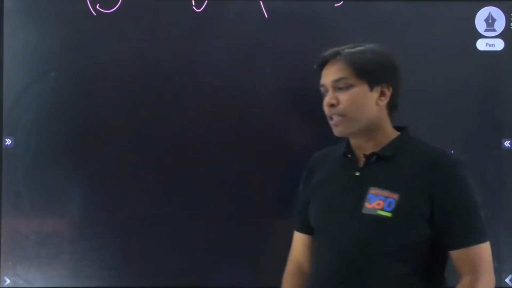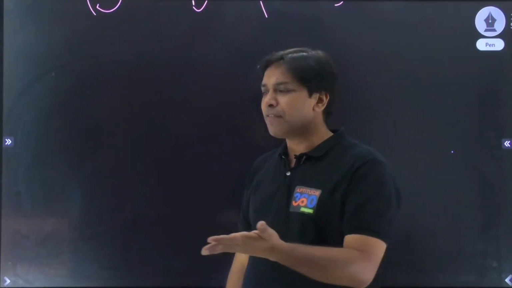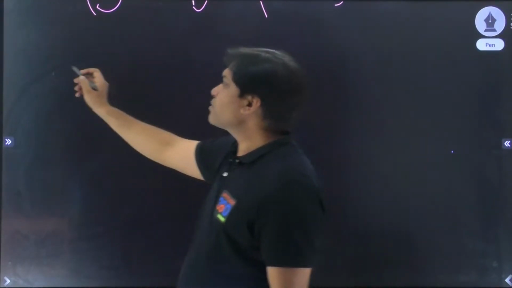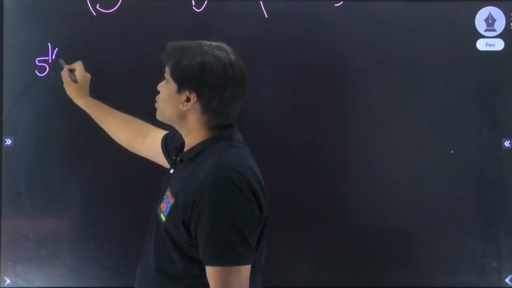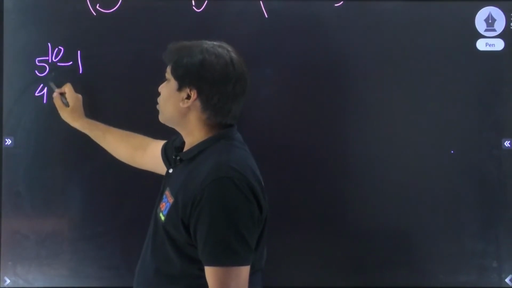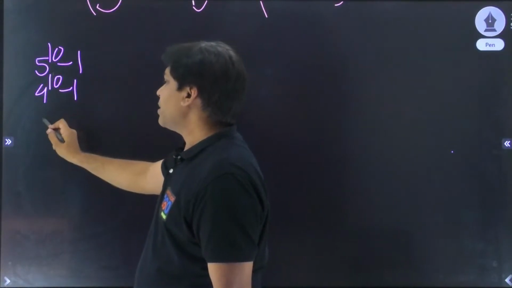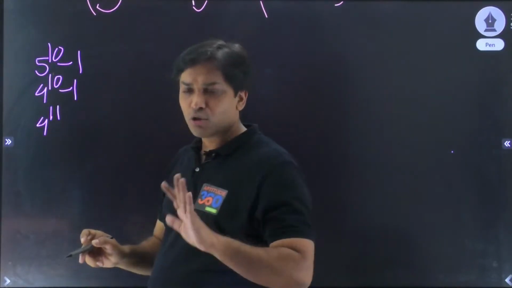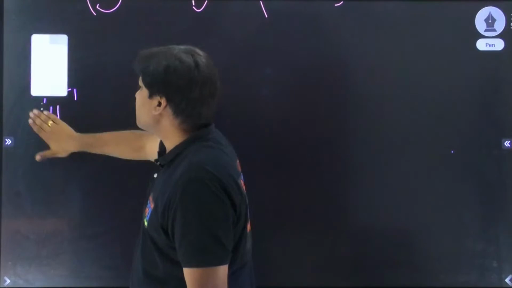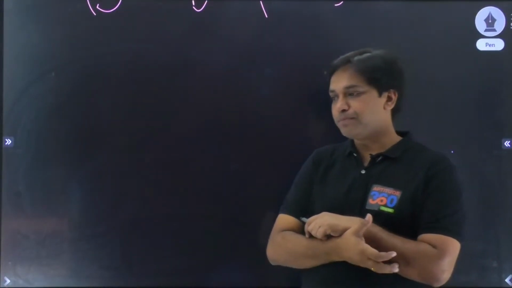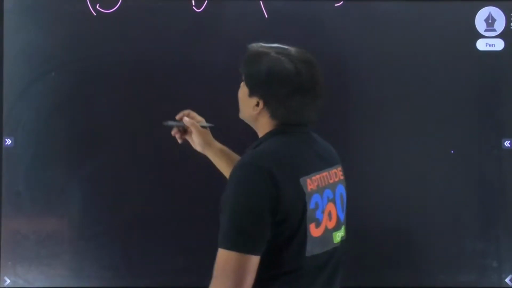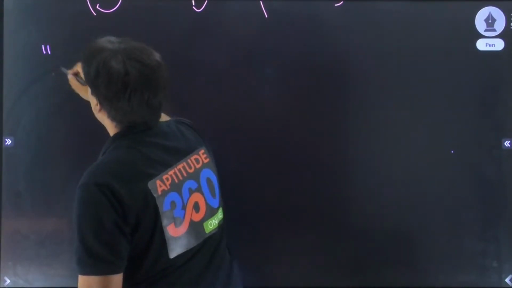The power is not the same, so we cannot simplify further. You know what, Prisha? Your options will either be this: 5 raised to 10 minus 1, or maybe 4 raised to 10 minus 1, or maybe 4 raised to 11, something like this. You don't have to simplify any further. Your options are going to be like this only. Don't worry. Now, what if I say I have got this problem?